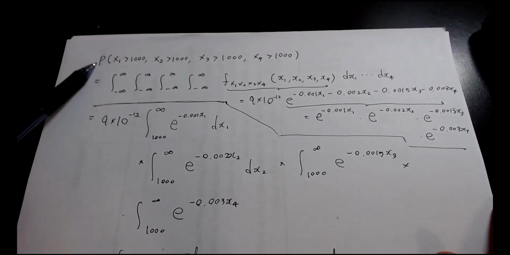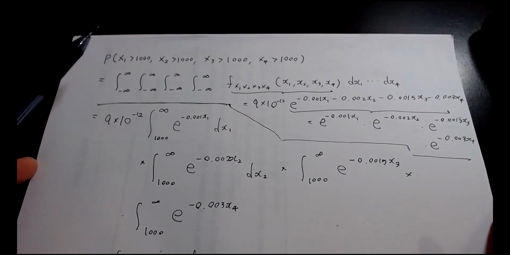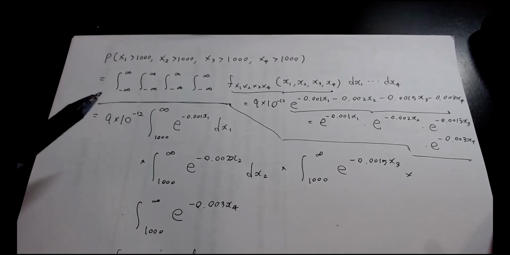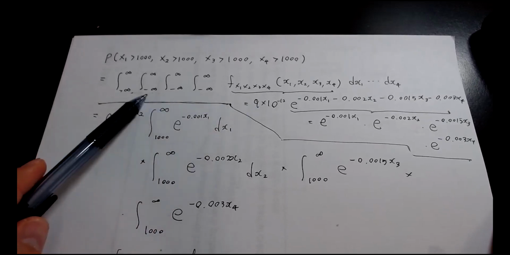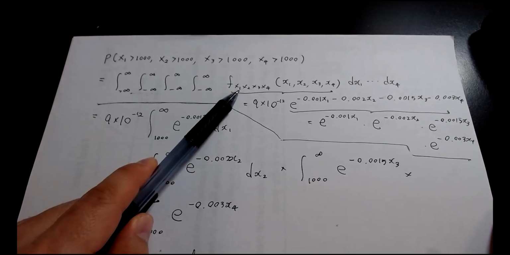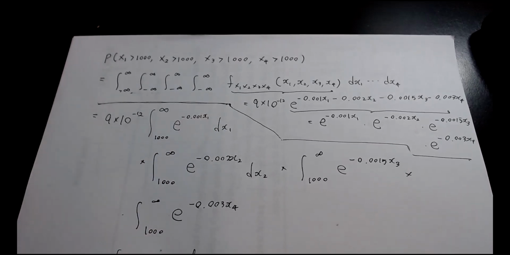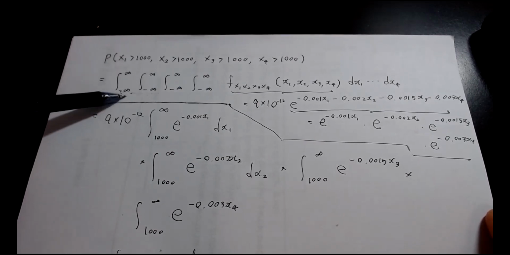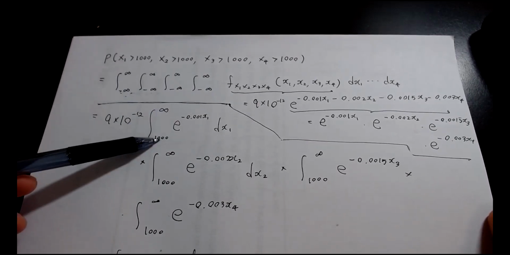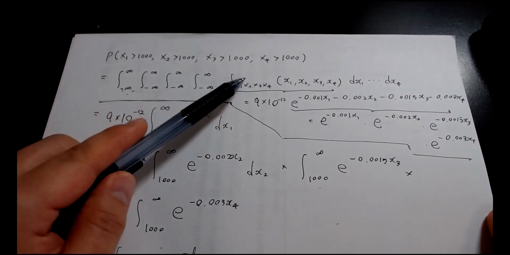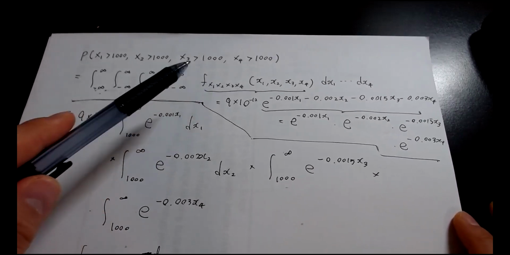To figure out that probability, we need to calculate multiple integrals, because this is a PDF with four random variables. Since that joint PDF is defined on the region where x1, x2, and all four variables are greater than or equal to 0, the limits of integration are reduced to 1,000 to infinity, for each variable. And the joint PDF is defined in the problem.